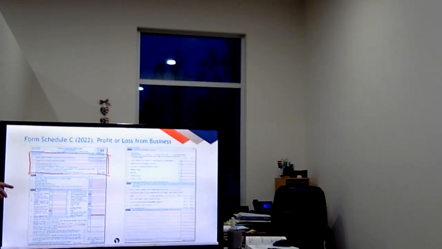Okay, and then business address. This will often be the same as your own address, but it doesn't have to be if you have a separate business location. And then we have a section for accounting method, cash, accrual, or other. 99% of our clients are going to be on the cash accounting method. And what that means is you count income when you get paid, and you count expenses when you pay them. And that is the intuitive way that most people think of income and expenses.